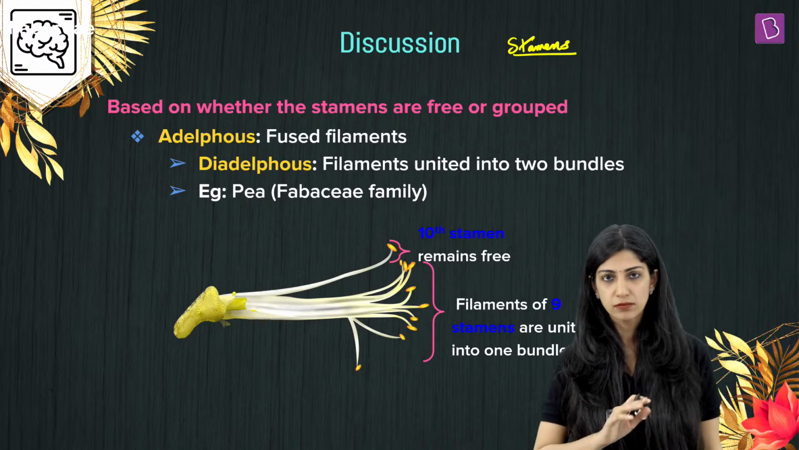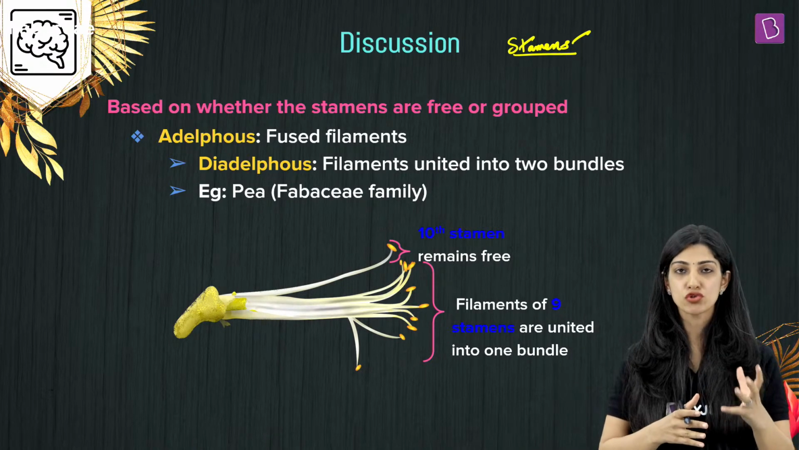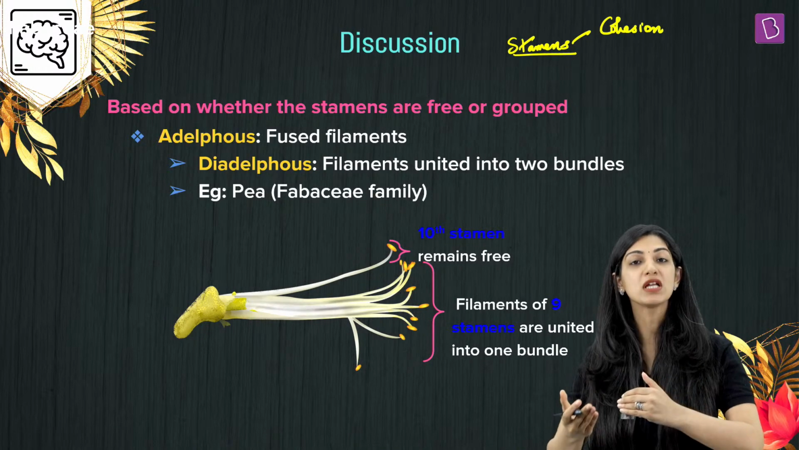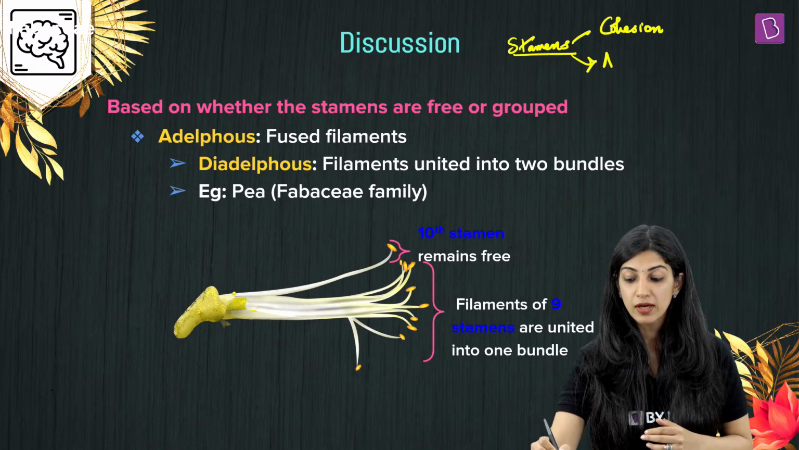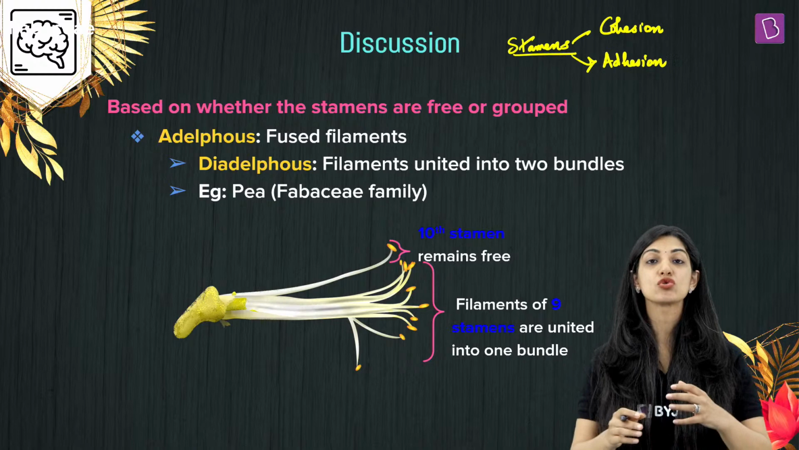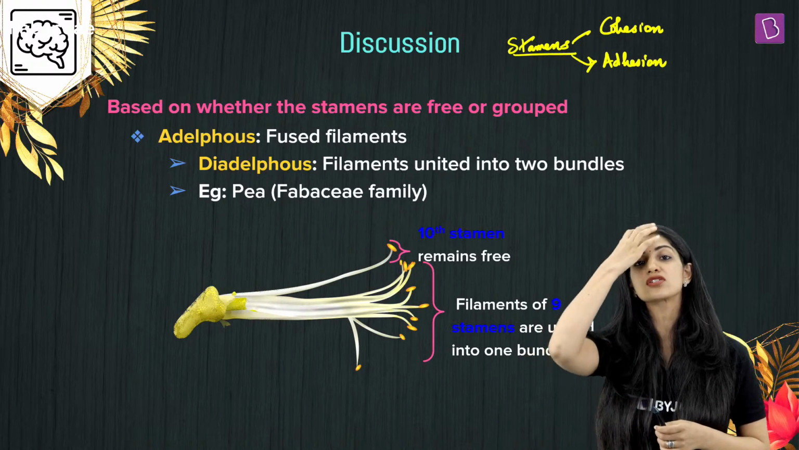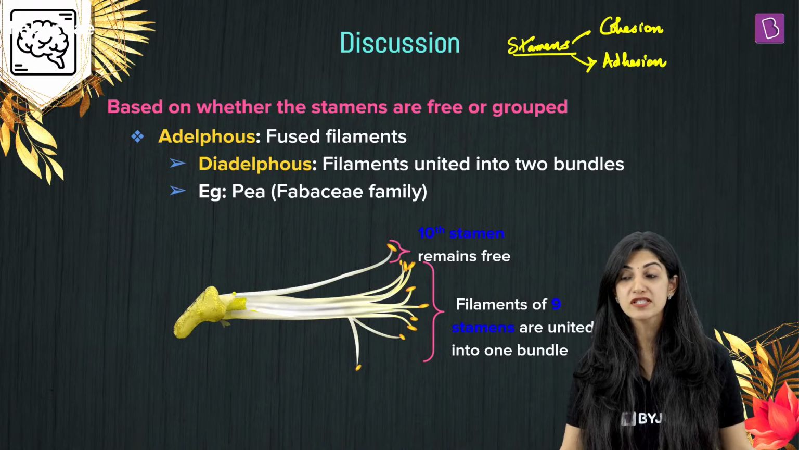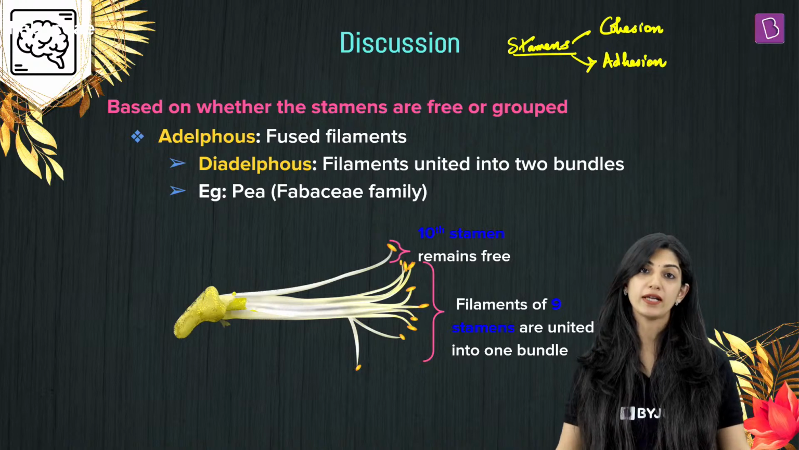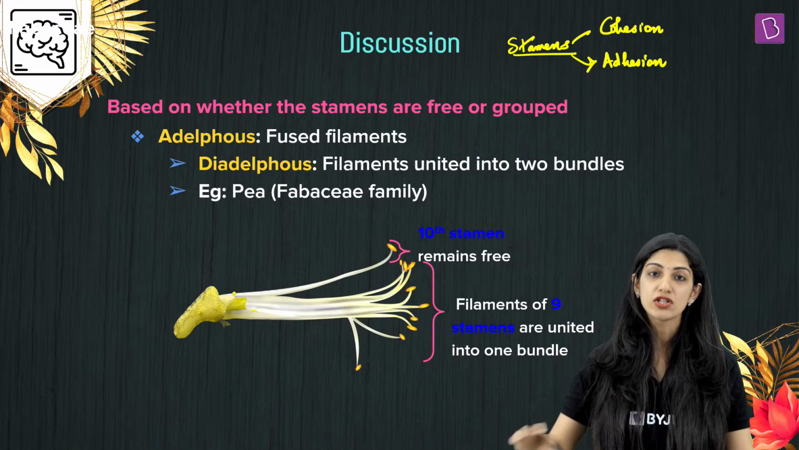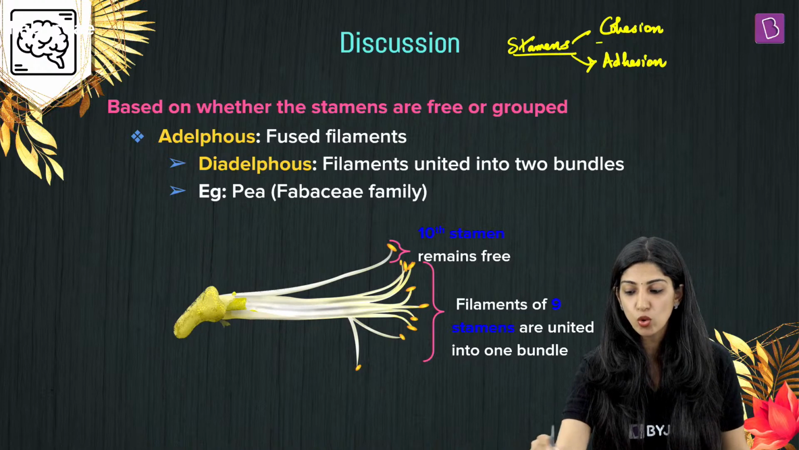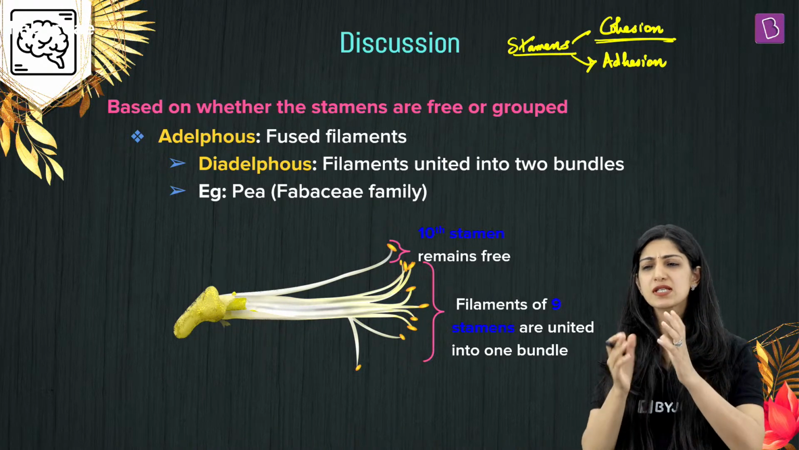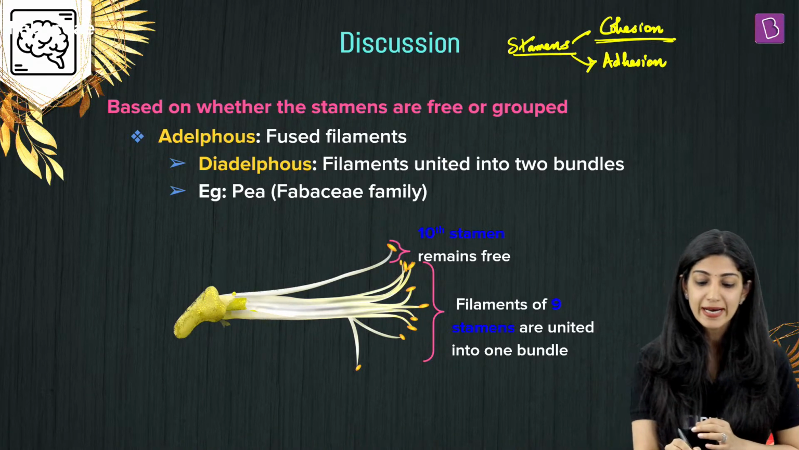show 2 phenomena. If stamen is joined with a similar structure, it is called cohesion. Co is similar structure. Adhesion is when stamen is attached to a dissimilar structure. If it is attached to some other structure, that is, attached to petal, attached to pistil, attached to tepal, then we will call it adhesion. Now let's talk about cohesion. Note that in cohesion, the condition when stamens are sticking to each other is called adelphi.